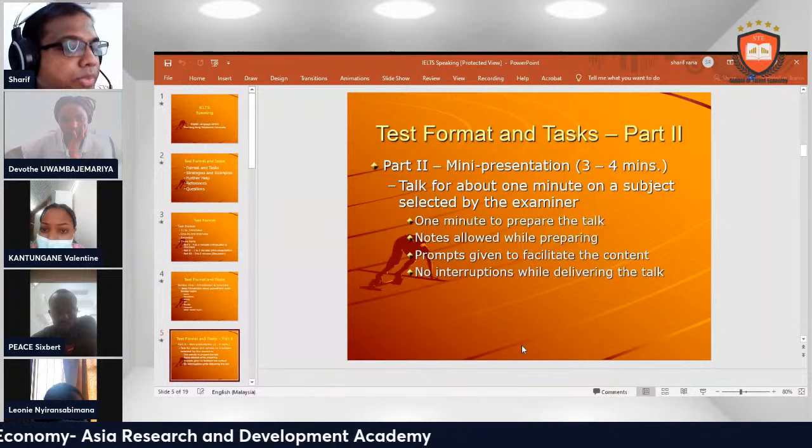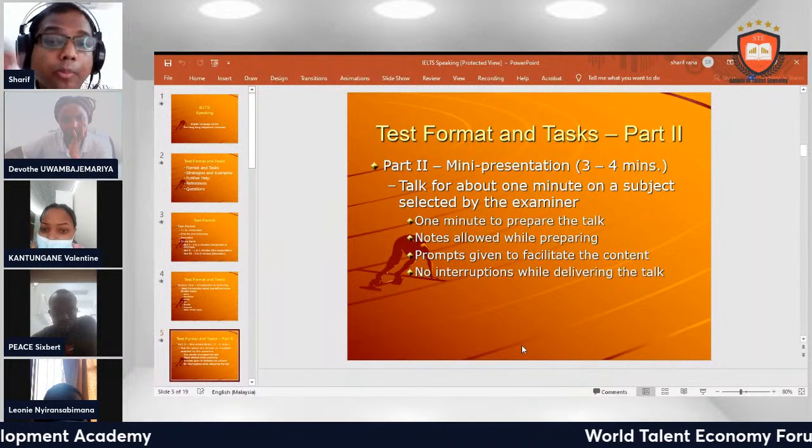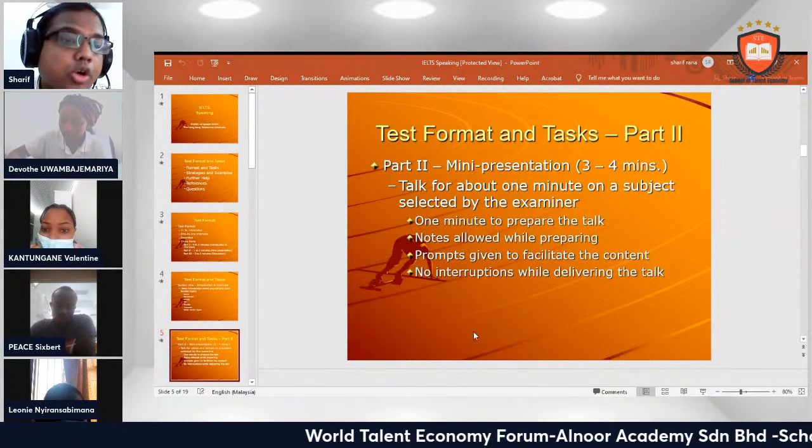When you take your preparation time, you can take notes. The prompt gives you help with the content. There is no interruption while delivering the talk.